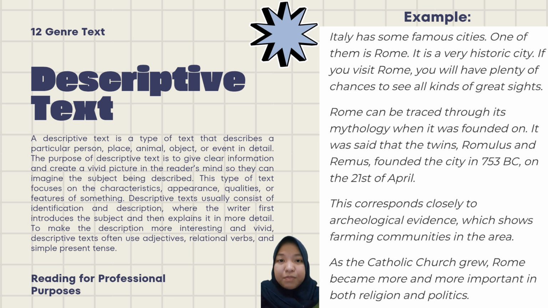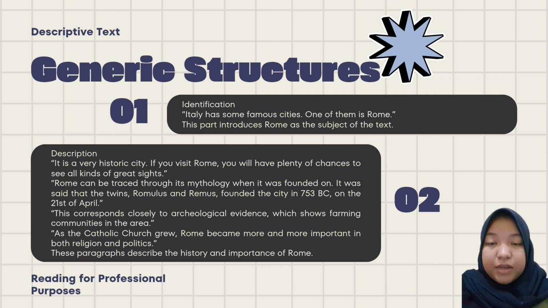Next, I will explain descriptive text. A descriptive text is a type of text that describes a person, place, animal, or thing in detail. The purpose is to help readers imagine the objects clearly by explaining its characteristics, appearance, and qualities. The example of descriptive text in this video is Rome. The first generic structure is identification. This section introduces the topic or subject being discussed, which is Rome. The second structure is description. This section explains the details about Rome, such as its history, importance, and characteristics as a historic city.